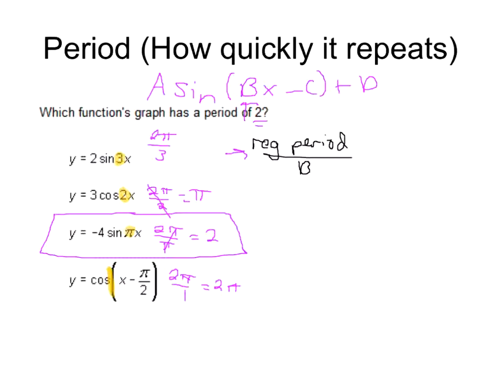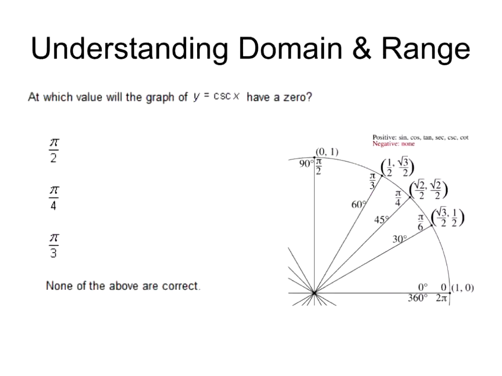So just practice that, finding your b value, highlighting it, and then using this formula. For understanding domain and range, let's think for a second about this question. It says, at which value will the graph of y equals cosecant x have a 0?